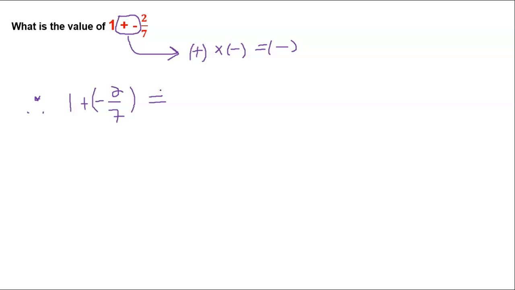1 minus 2 over 7. Okay, 1 minus 2 over 7. And this one here, let me circle it in red. This one can be written as a fraction with a denominator of 7.